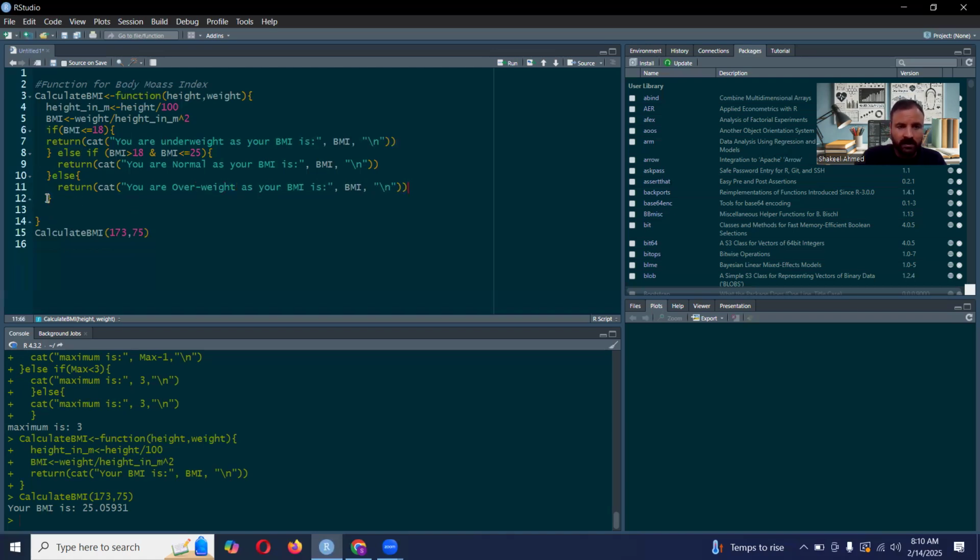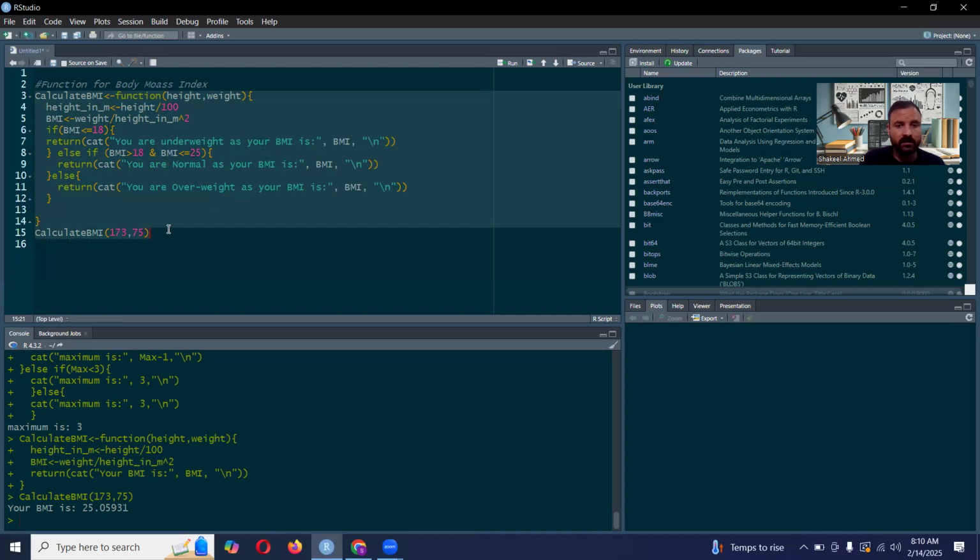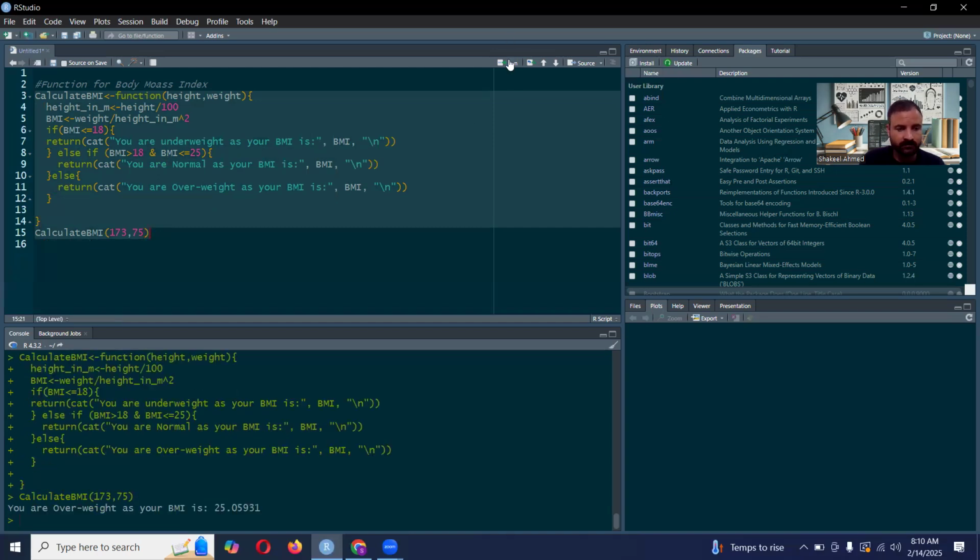So let's see how we can get the results. You can just check the brackets whether these are complete or not, and this will execute the function. If this condition satisfies, you will get this result. If this condition satisfies, you will get this result, and otherwise you will get this result. Let's see if it is working or not. So you are overweight as you are on the edge basically. Your BMI is 25.05.